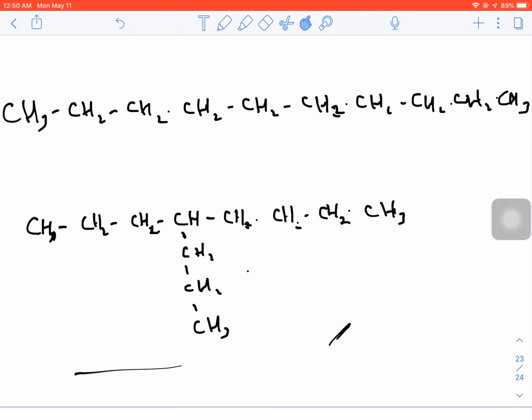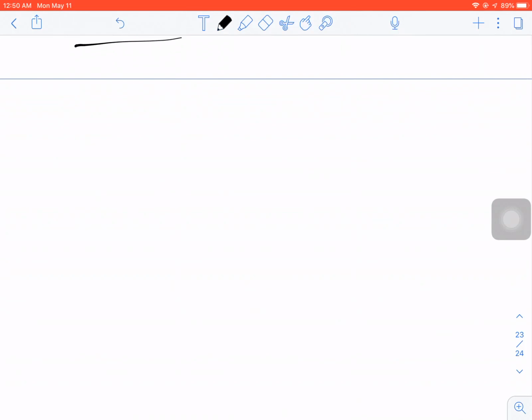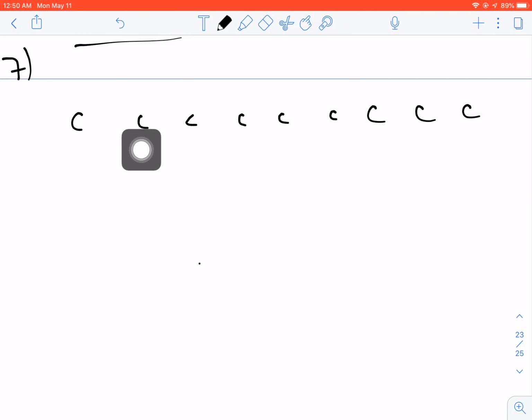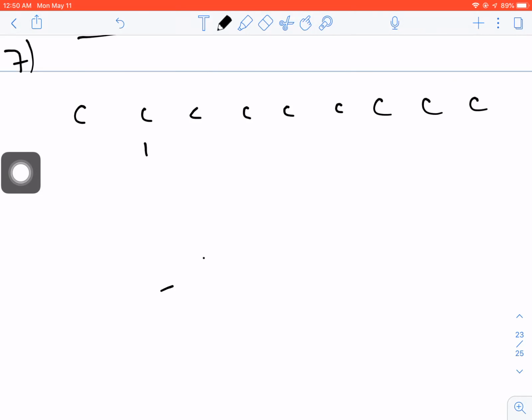Number 7 is 2-methyl nonane. Nonane is 9. 1, 2, 3, 4, 5, 6, 7, 8, 9. 9 carbons makes nonane, and I have a 2-methyl. So on the second carbon, 1, 2, on this second carbon, I need to add a methyl group, CH3. Now, if I fill in the rest of my carbons, this carbon needs 3 hydrogens.